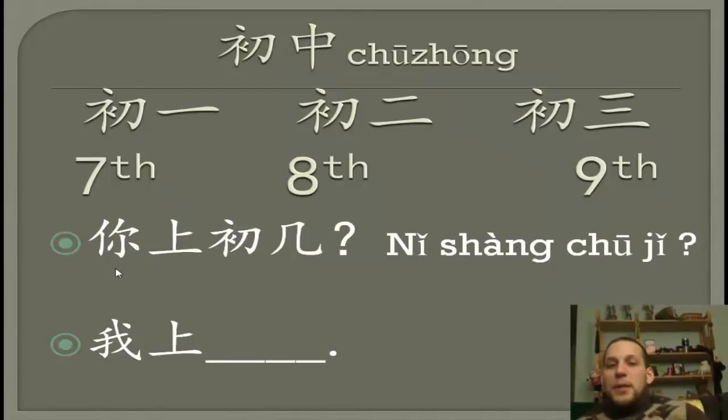Alright, so our question and answer. To ask somebody what grade they're in middle school, you say 你上初几？The answer would be 我上初一. So I'm in 7th grade. If you're in 8th grade, you'd say 我上初二. If you're in 9th grade, you'd say 我上初三.